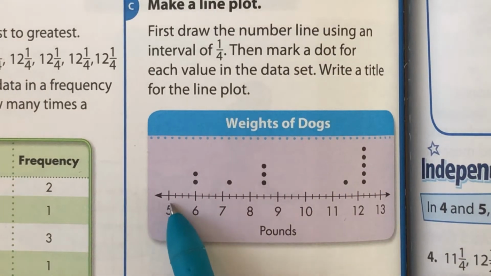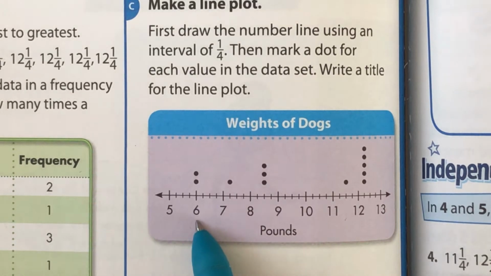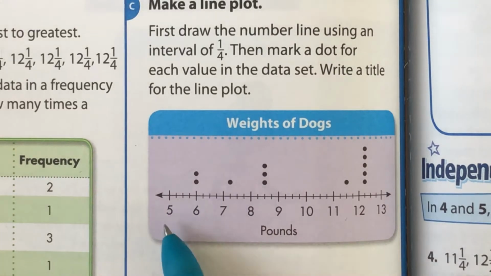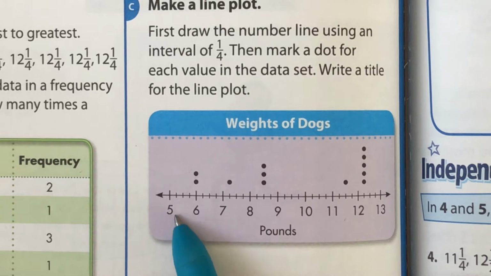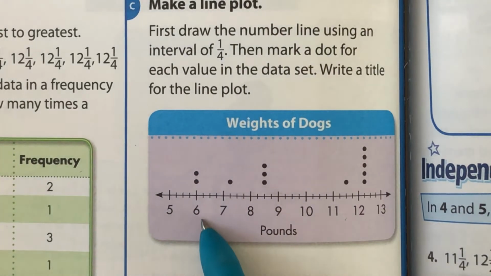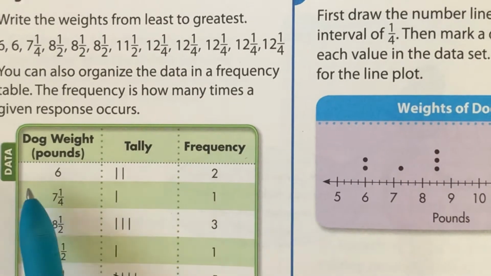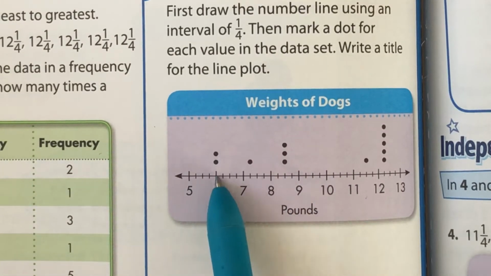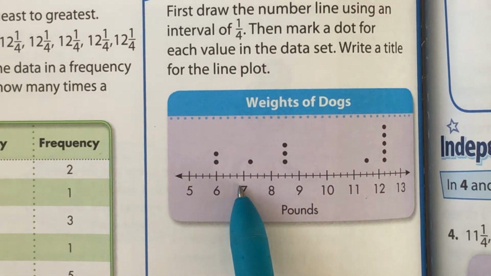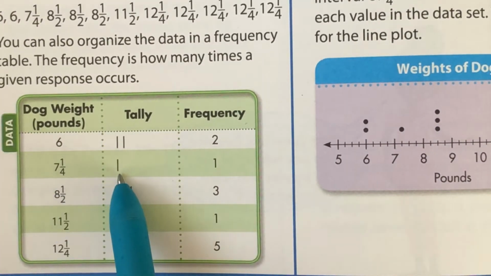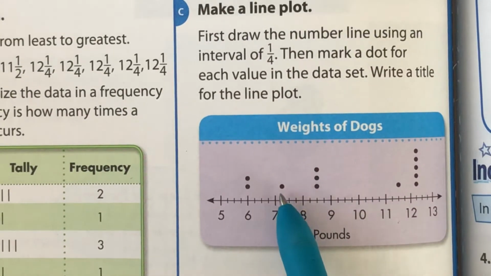So we counted, if you see between 5 and 6, there's 1, 2, 3, 4 spaces. So we're counting by fourths. We counted 5, 5 1/4, 5 2/4 or 5 1/2, 5 3/4, and then 6. You can see we put 2 dots above 6 because if we look at our table, 2 dogs weighed 6 pounds. Then we kept counting on our number line. We did 4 dashes again, counted by fourths up to 7, and then we got to 7 1/4. In our table, there's 1 dog that's 7 1/4 pounds, so we put only 1 dot.